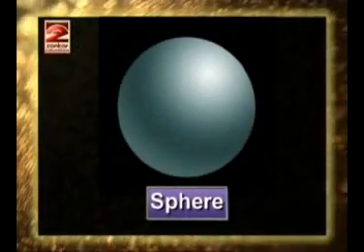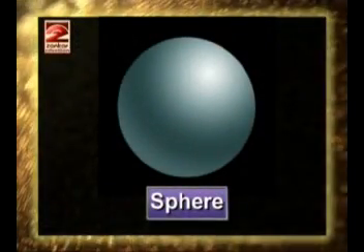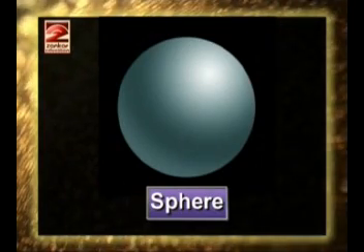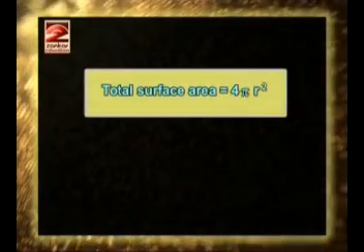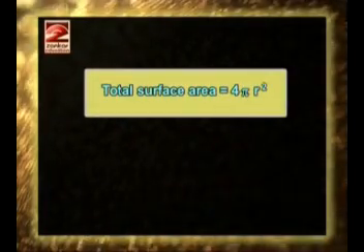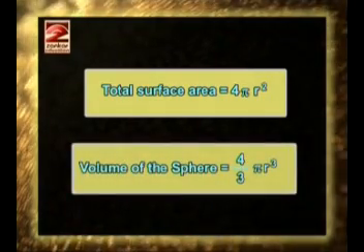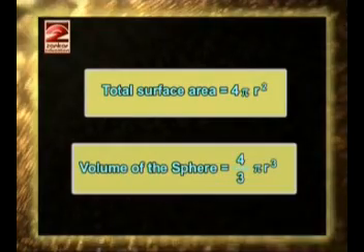Now this is a sphere, a solid obtained by revolving a circular lamina about any of its diameter. Here the total surface area is equal to 4 pi r square and the volume of the sphere is equal to 4 upon 3 pi r cube. The sphere has only curved surface.